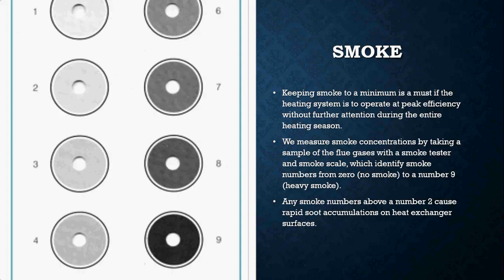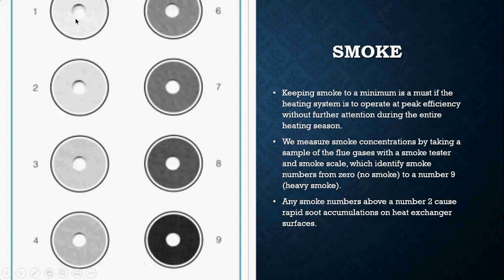Keeping your smoke to a minimum is a must if the heating system is to operate at peak efficiency without further attention during the heating season. We measure smoke concentrations by taking a sample of the flue gases with a smoke tester and a smoke scale, which identifies your smoke by number from 0 to 9. 0 is no smoke, 9 is heavy smoke. Looking at the picture here, this is what the smoke chart actually looks like.